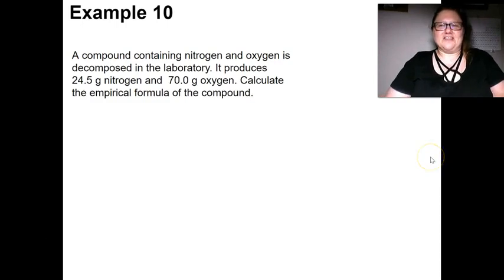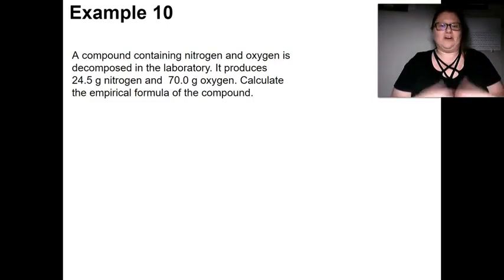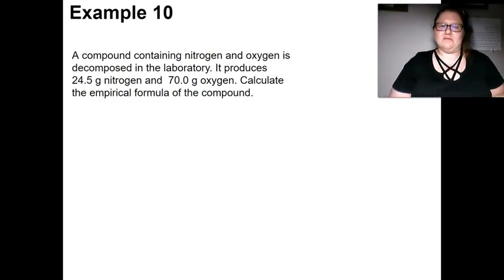All right, so let's go through an example and see how this works. This is how a question would be written. A compound containing nitrogen and oxygen is decomposed in the laboratory. We're going to break it apart. We're going to heat it up. It produces 24.5 grams of nitrogen and 70.0 grams of oxygen. Calculate the empirical formula of the compound. Remember, we just want the whole number ratio of elements. We don't want the actual formula here.